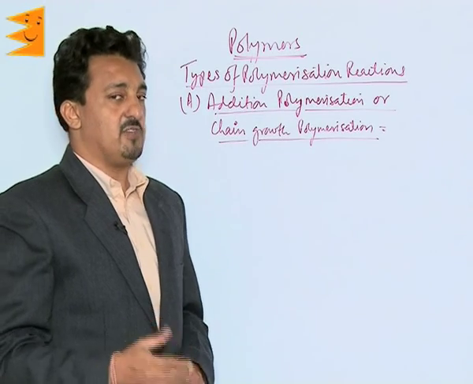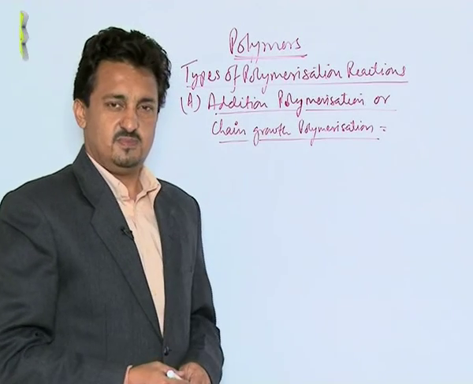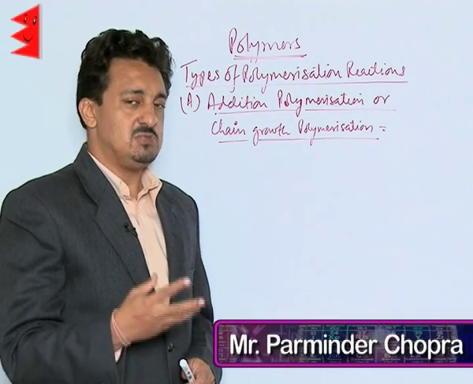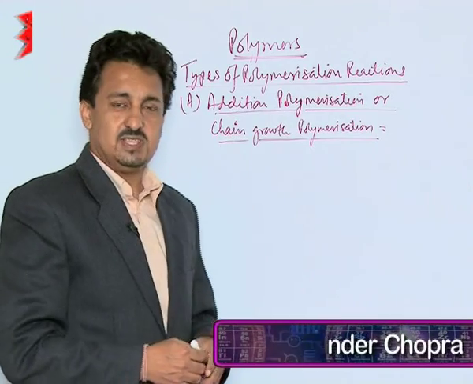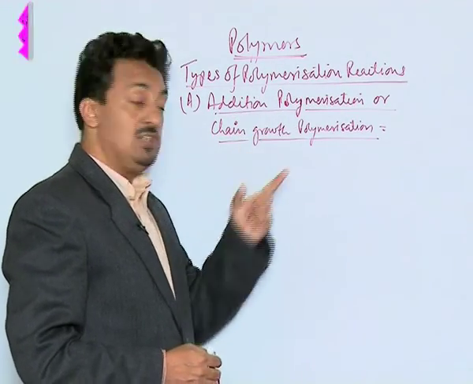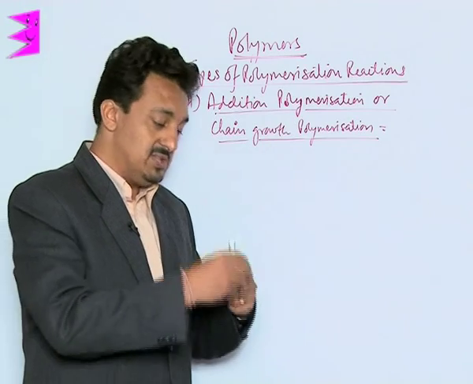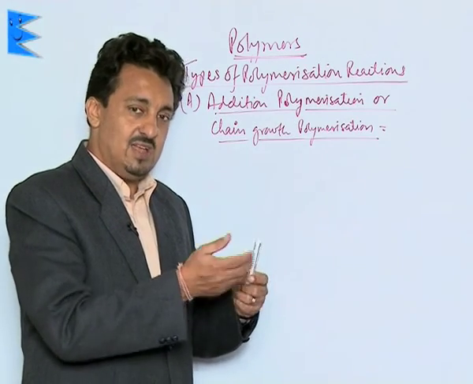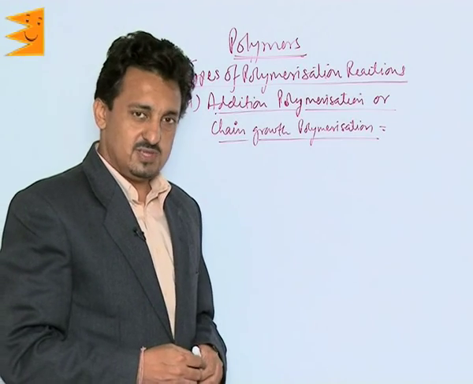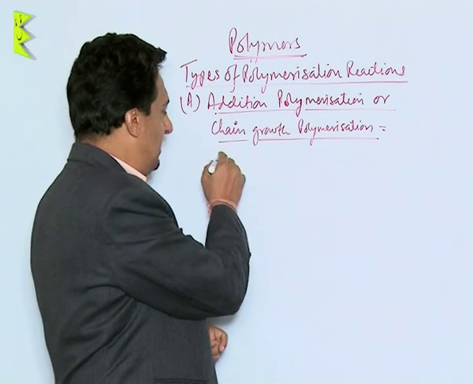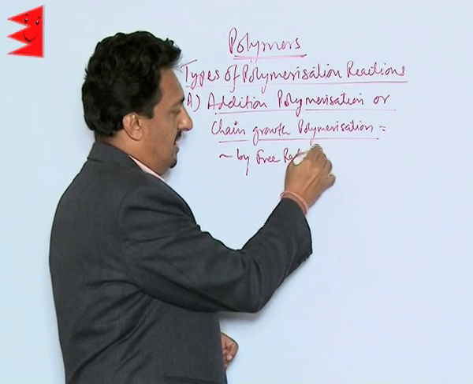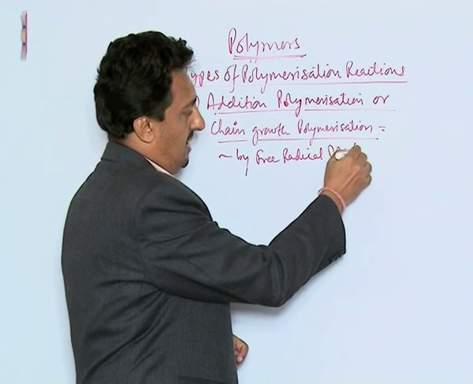Let us see the types of polymerization reactions. As we have explained, the polymerization reactions mainly are of two types: addition polymerization and condensation polymerization. The addition polymerization is also called chain growth polymerization because in this the chain grows, the monomers start adding to one another and start forming long chains, and this is how it is called chain growth polymerization. The chain growth polymerization mainly takes place by free radical mechanism.